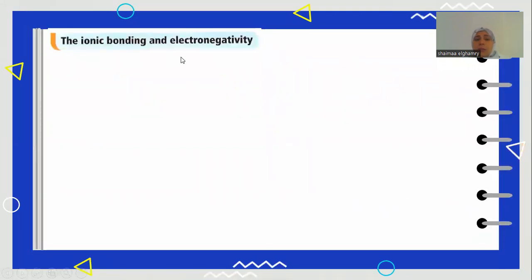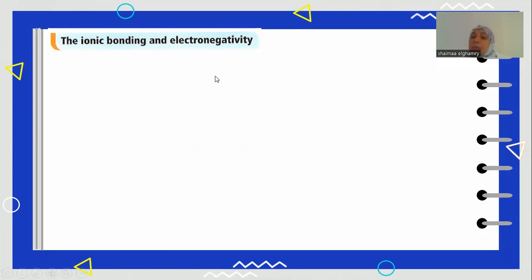The ionic bonding and electronegativity. By increasing the difference in electronegativity between the metal and the non-metal, some physical characteristics will increase or decrease accordingly. If the difference in electronegativity increases, the melting point and boiling point of the ionic compound also increase. If the difference in electronegativity between metal and non-metal decreases, the melting point and the boiling point also decrease.